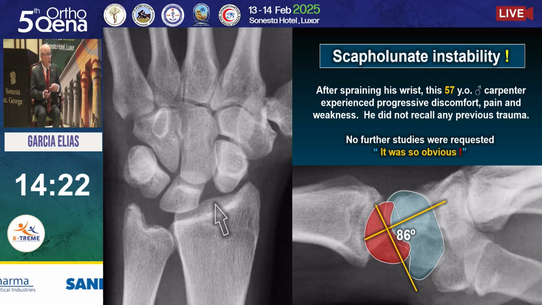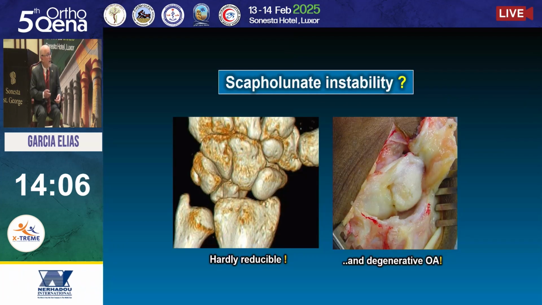And here's my complaint. Why should we use the term instability if it was not unstable? Everybody in this room would say, well, this is unstable because I've seen it, as if instability was something that can be seen. It was hardly reducible in this case. There was a big degenerative osteoarthritis in the proximal pole of the scaphoid, and that was not detected by then. So why should we talk about instability if it was not unstable?